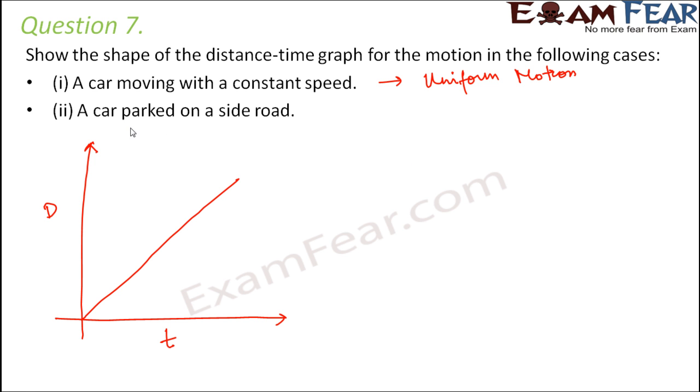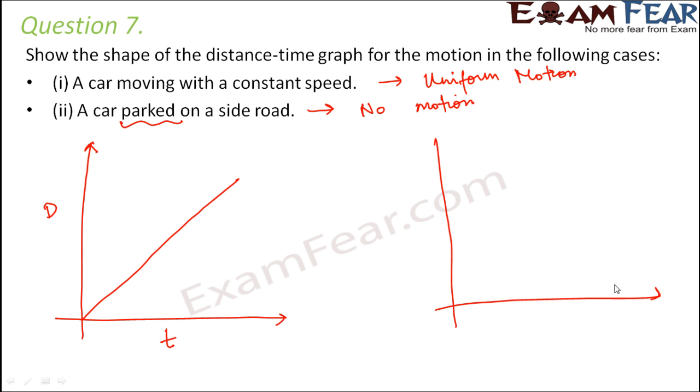A car parked on the side of the road. Parked on the road means no motion. The car is not moving at all. It is at rest. So in the second case, if this is distance and this is time, this is how the plot would be, because the value of distance would not change with increase in time.